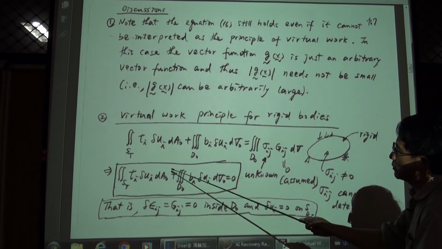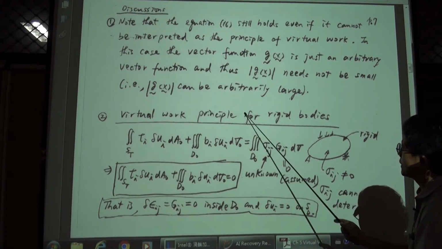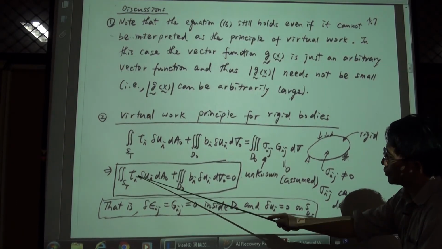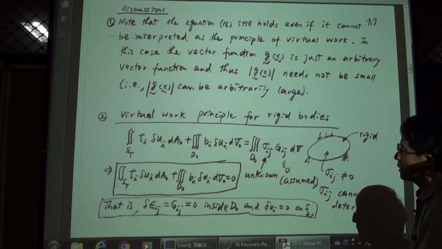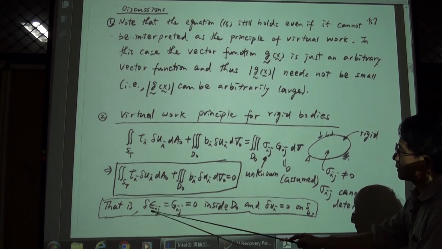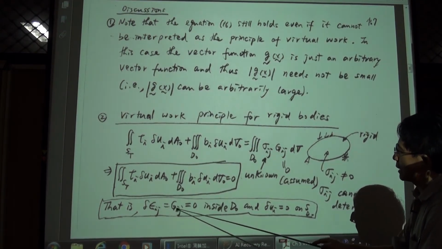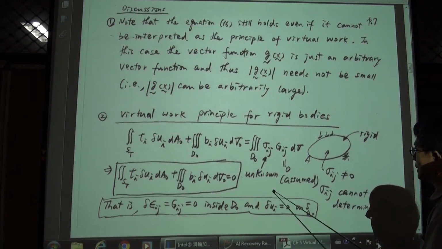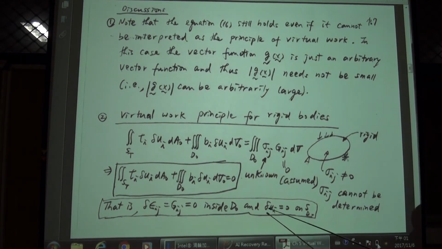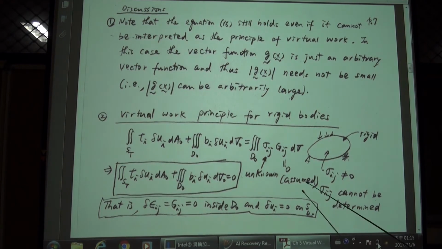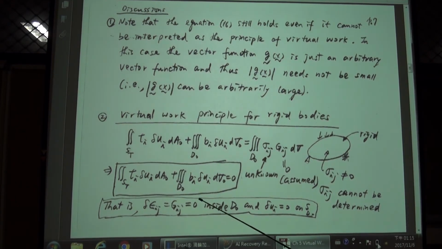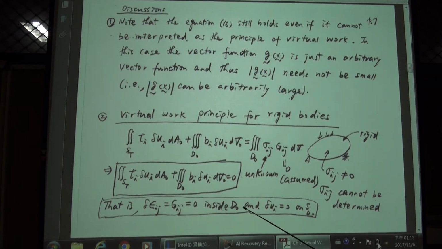In this case, we get the virtual work principle for rigid bodies, with surface traction and body force. That is, delta F_i equal to zero inside the body, and delta u_i equal to zero on S_D, the displacement boundary.